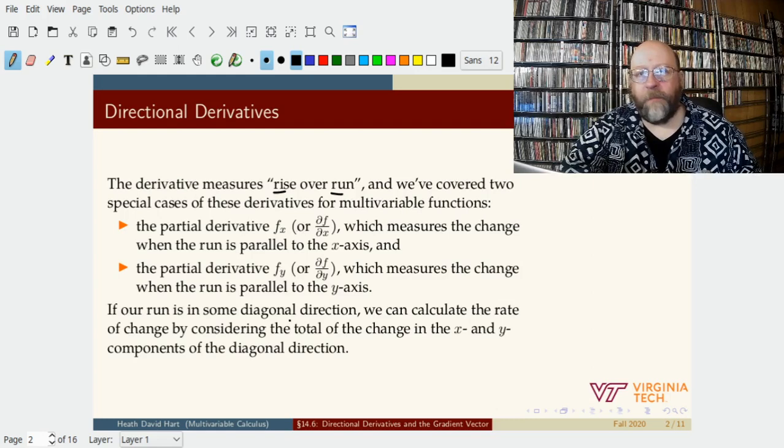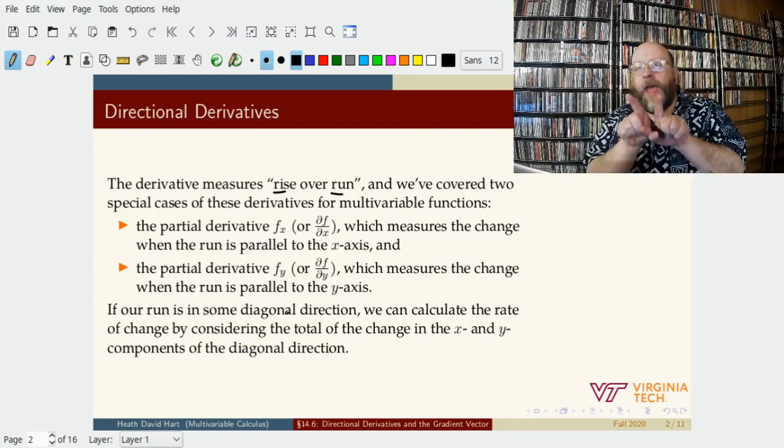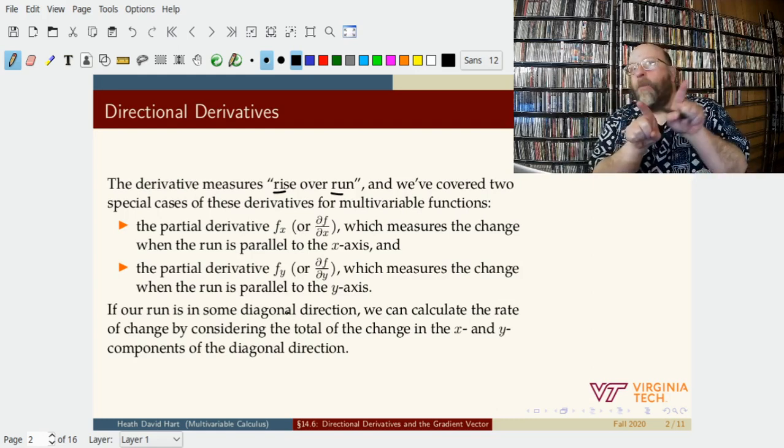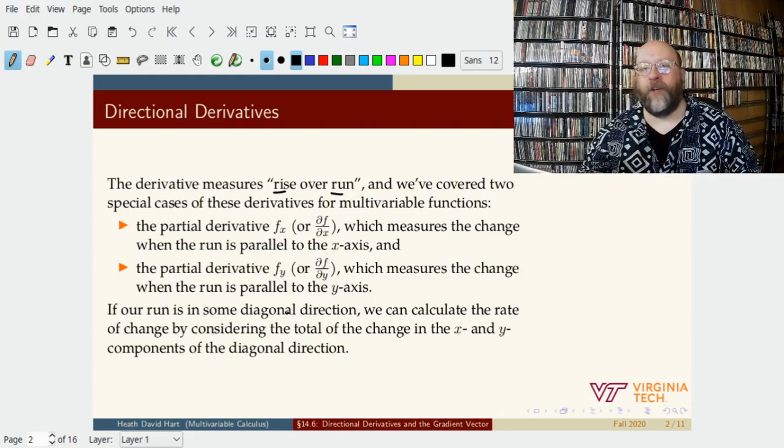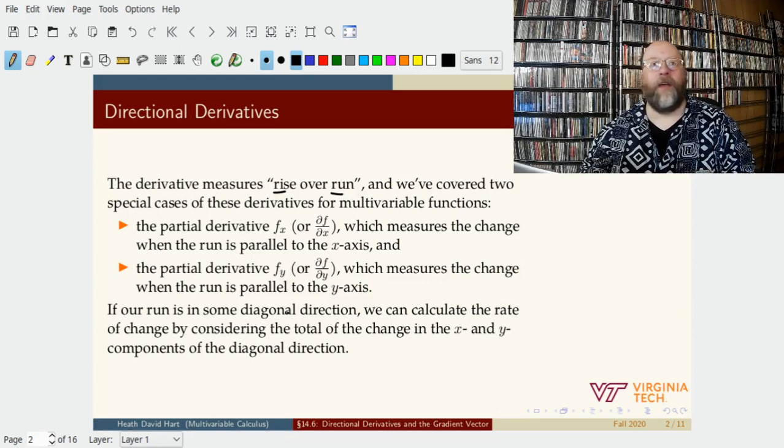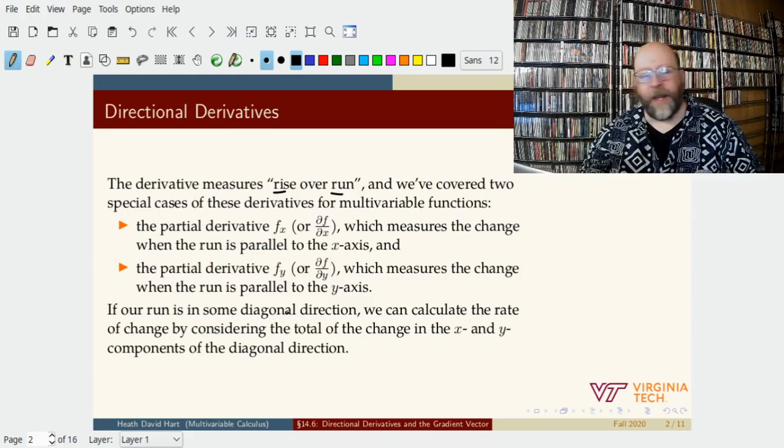If it's in some diagonal direction, then we have to calculate how much of the change was in the x direction and how much of the change was in the y direction. The diagonal direction will have some x and some y component, and we'll have to combine those together. But combining them together is easy. It's just multiplying and adding. It's something you've done already before. So let's go ahead and get started.